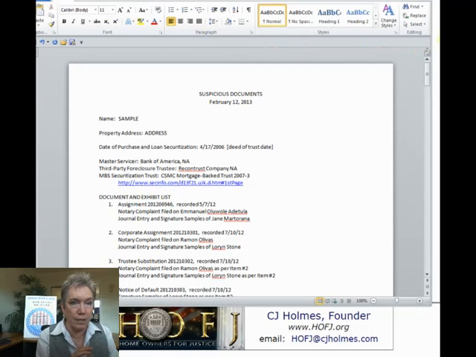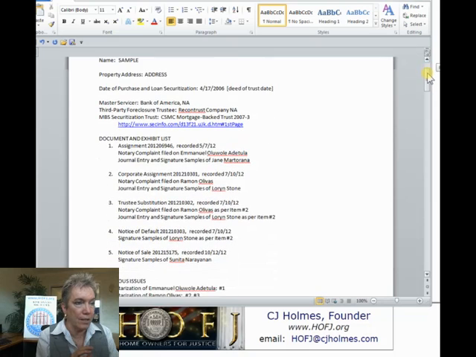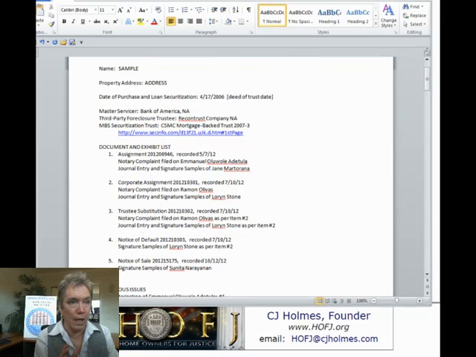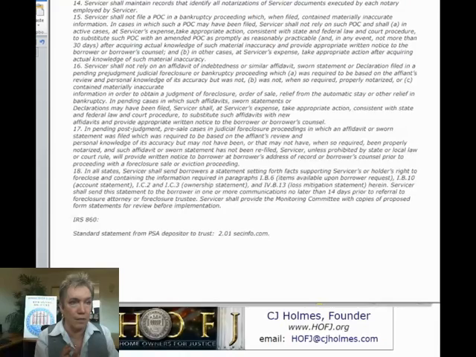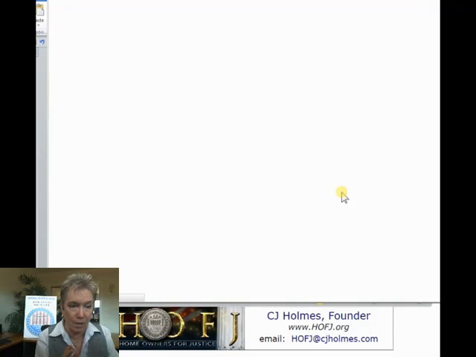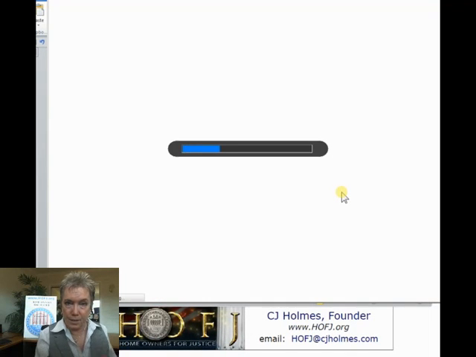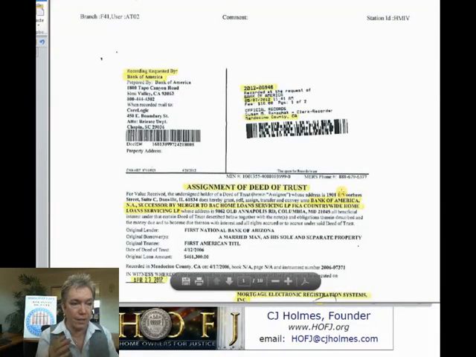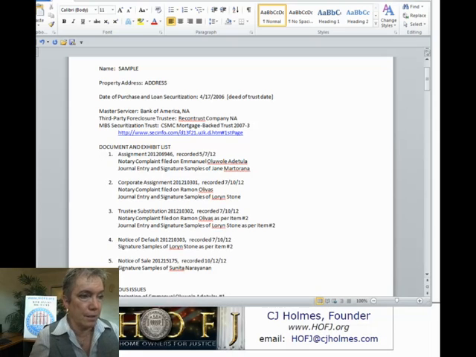So here is the sample, and it's based on the documents from this website right here, the sample docs. I've whited out the property address and the person, but this is a real life example, and this is what owners could actually use the statement of suspicious documents as a checklist. They can put this together themselves and then say, oh, I need to do this, I need to do that.